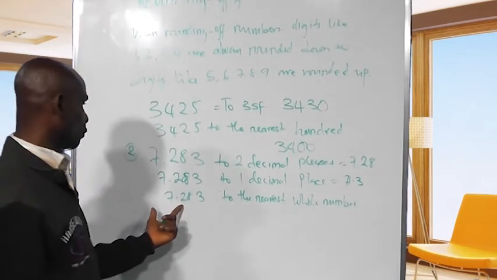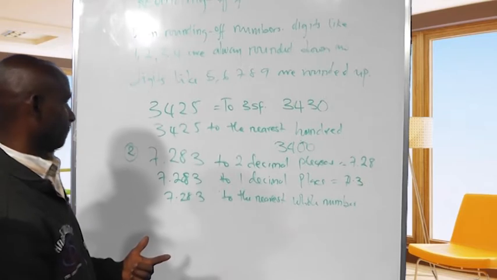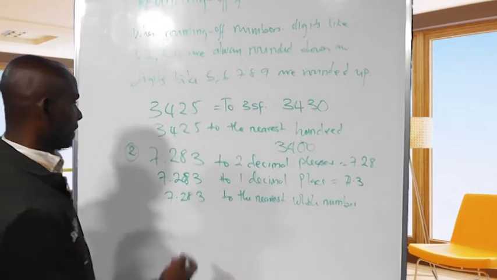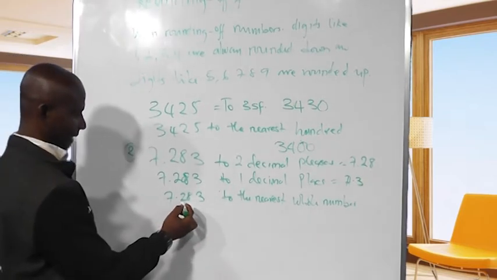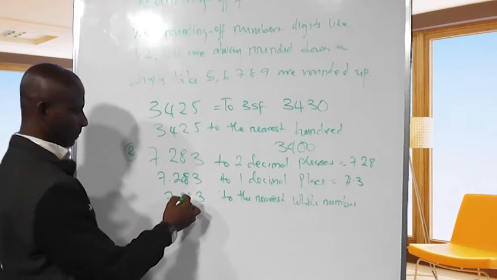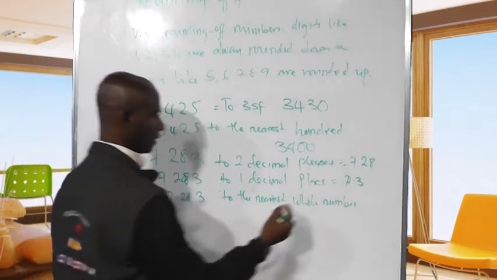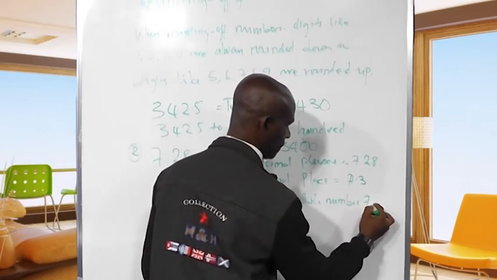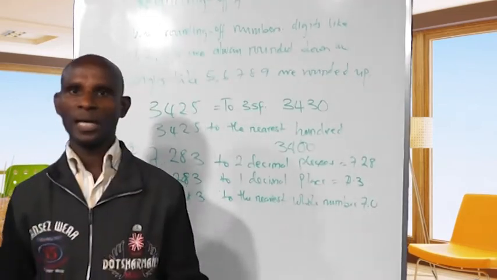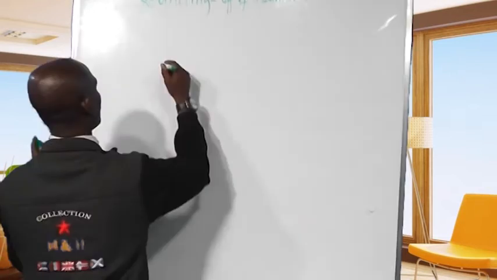We discover that 2 is not up to 5, so we round it down. Even after converting this one to 3, it's still not up to 5. So we round it down. Rounding it down, we have 7.0 or 7 as the nearest whole number.